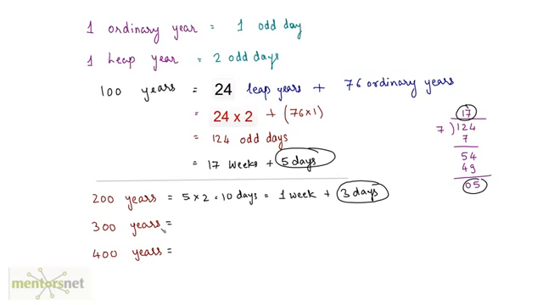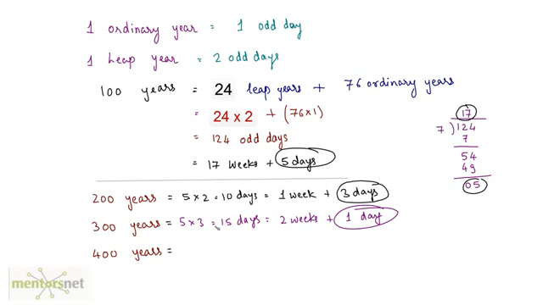What will be the number of odd days in 300 years? It can be calculated by 5 times 3, because in 100 years there are 5 odd days. So 5 times 3, that's 15 days. And 15 cannot be divided by 7 exactly, but 14 can be. So it is 2 weeks and 1 day. So 1 day is the number of odd days in 300 years.